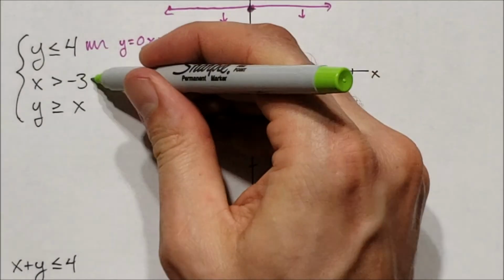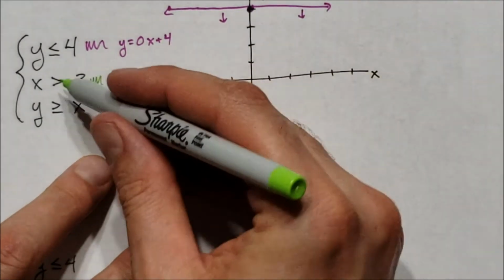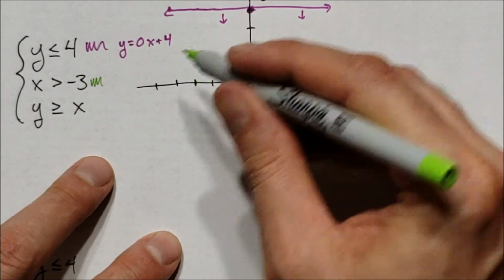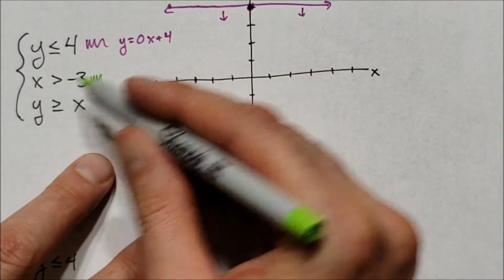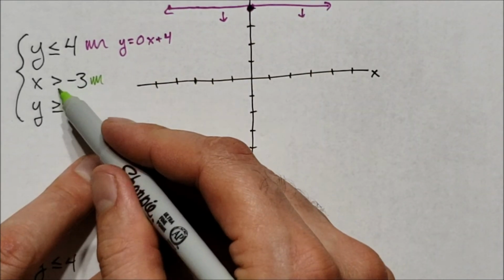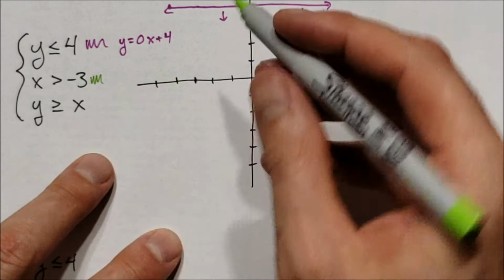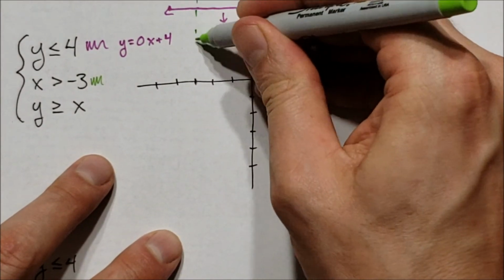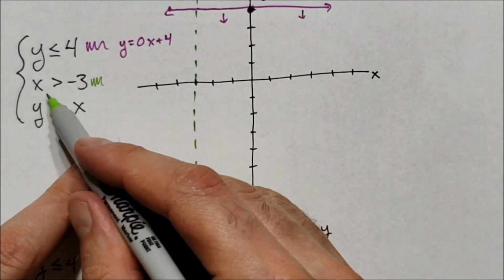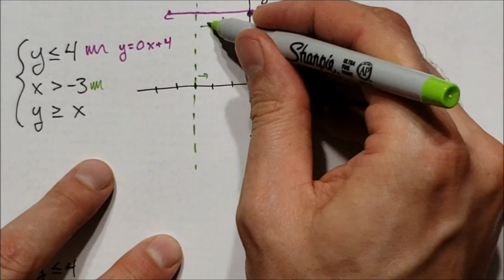All right. X is less than -3, or excuse me, x is greater than -3. So 1, 2, 3, negative. It's going to be a vertical line straight up and down. And it's going to be a broken line. It's going to be dashed because it's not equal to. So we are going to make a dashed line there, and we're greater than on the x-axis, left and right direction. We're moving to the right of that.